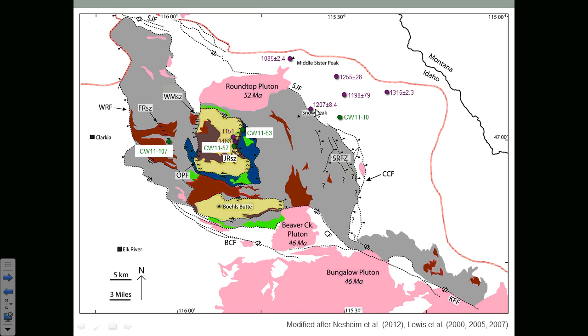Also to note, these purple ages here are garnet ages that Jeff Vervoort at Washington State University has obtained.